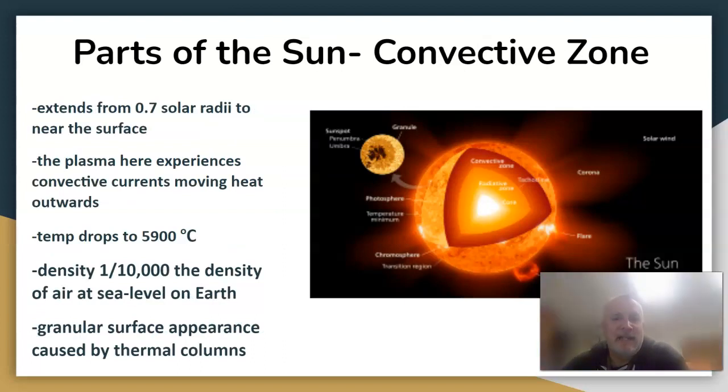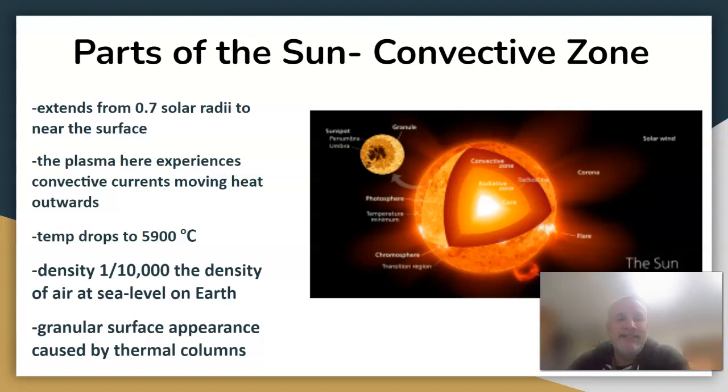The next one is the convective zone. It extends from about 0.7 solar radii to near the surface, so it's about the outer 30% of the radius. The plasma here experiences convective currents moving heat outward, so the heat moves out, and then as it cools, it falls back in. The temperature drops to only 5,900 degrees Celsius, so still extremely hot, but nothing compared to the millions of degrees we were seeing in the core or in the radiative zone.